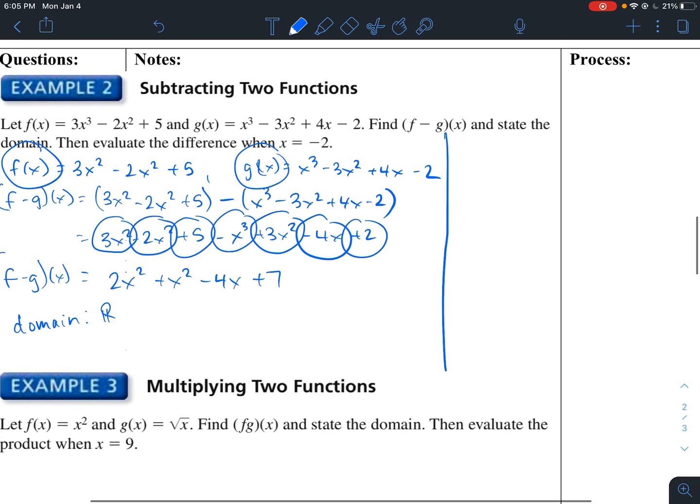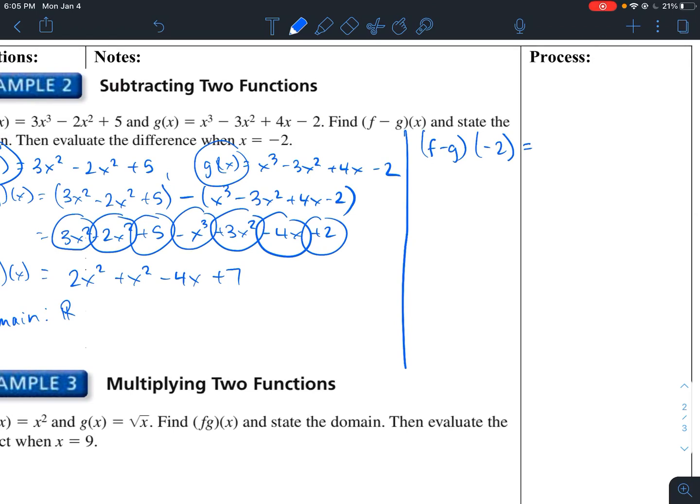Okay, now it wants us to solve f minus g, but when x is negative 2. So if I plug negative 2 into this function, I get 2 times negative 2 plus negative 2 squared minus 4 times negative 2 plus 7. And this is equal to 2 times negative 8. Sorry, that should be cubed.